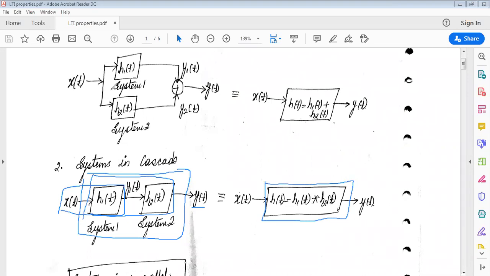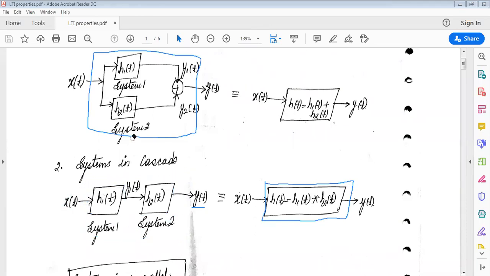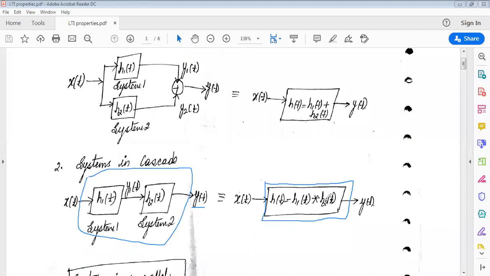When the systems are connected in parallel, the net impulse response of this connection is the sum of the individual impulse responses. And similarly, when two LTI systems are connected in series, the net impulse response of this system is the convolution of the individual impulse responses. The same thing is continued here.